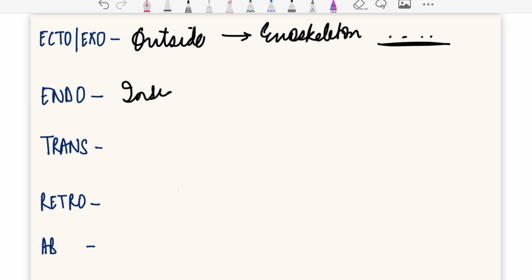Endo means inside. The word here is endocarditis. Endocarditis. Now it is a very good example. Endocarditis means, see, over here, card is the root word, itis is the suffix, and endo is the prefix. So endocarditis is basically the inflammation of the endocardium.